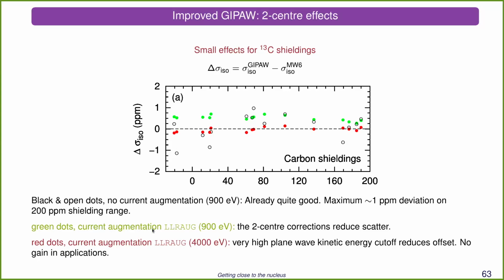And now if you switch this on, you get the green stuff. That is now very nice because it is flat. It is still some offset from what it should really be, but who cares, because differences are always what matter. And then if you do the crazy thing with a 4000 eV cutoff, you get things fluctuating around zero instead of around a constant a little bit above zero. But this makes no sense in any applications, no gains.